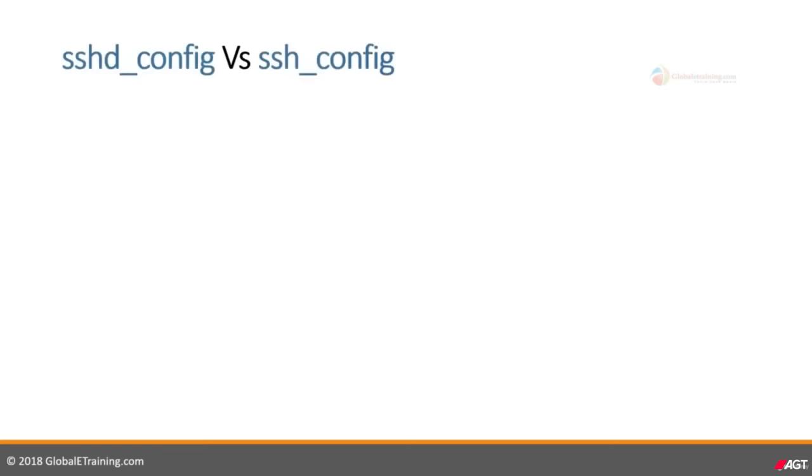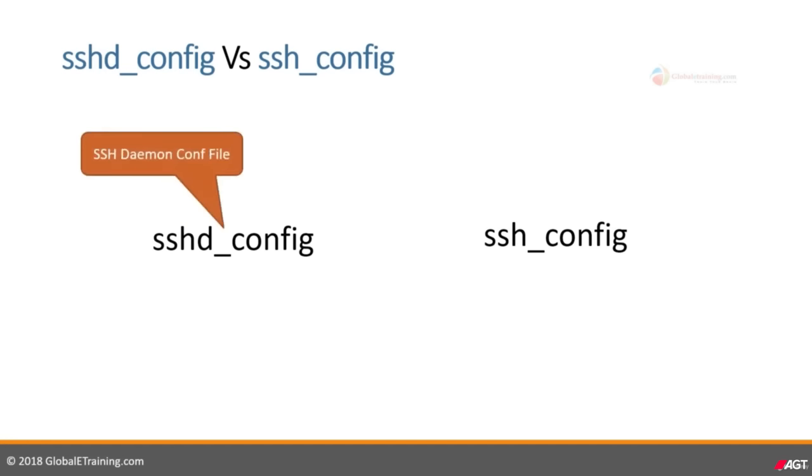sshd_config versus ssh_config. The only difference between these two names is the D. So D stands for daemon. So sshd_config is the configuration file for the SSH daemon. The ssh_config is the client configuration file at the system-wide level.